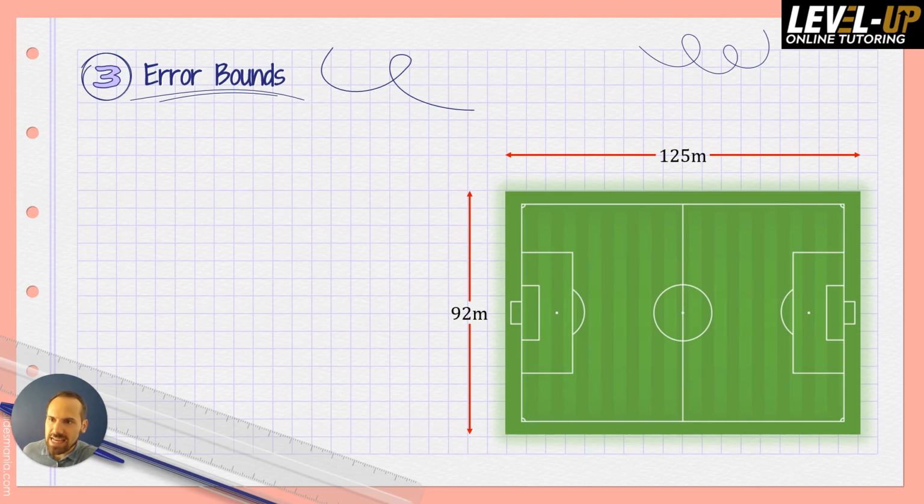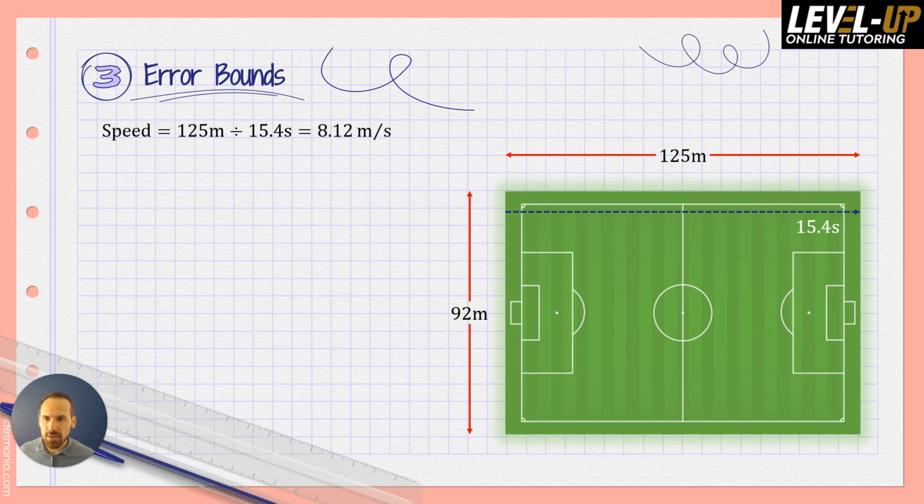Let's take another example. Let's say we have one of the athletes who runs the length of this field. They run from one length all the way over to the other side, and it takes them 15.4 seconds. And we want to calculate their average speed. Well, speed is distance over time, isn't it? So we take the distance of 125 meters, divide it by the time of 15.4 seconds, and we get 8.12 meters per second.